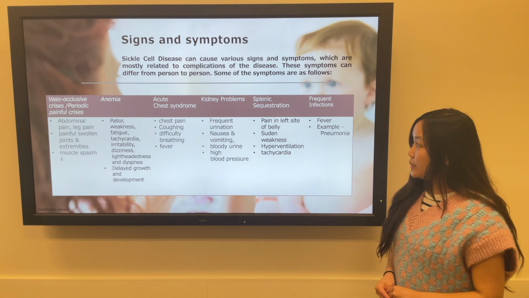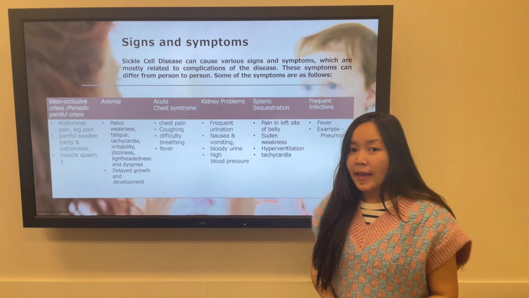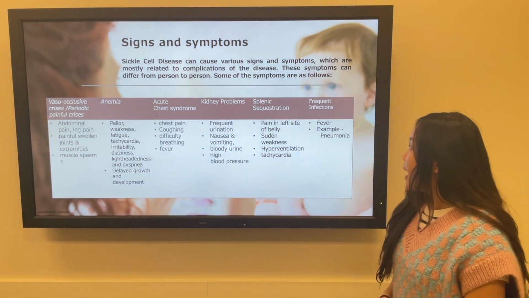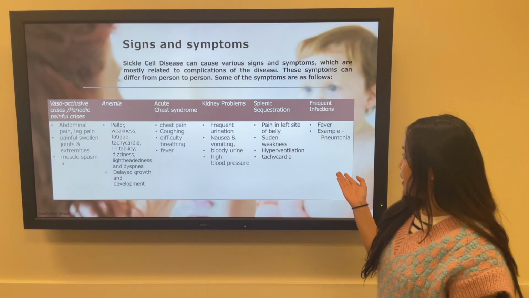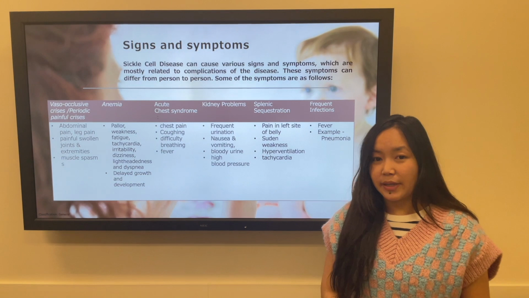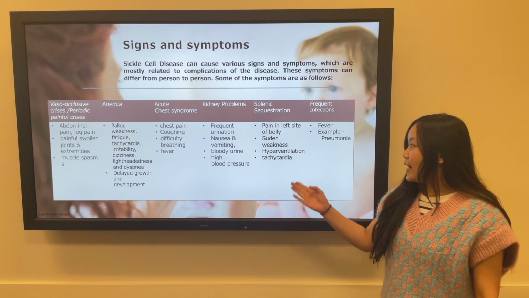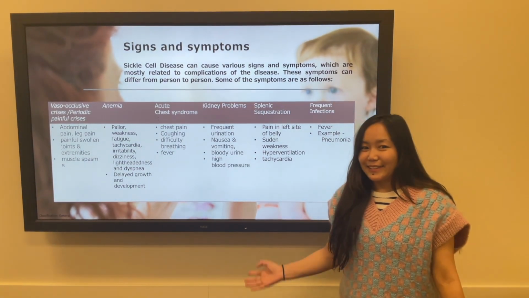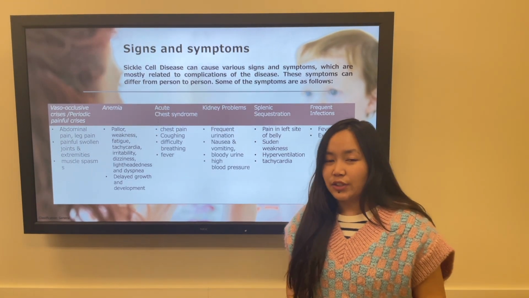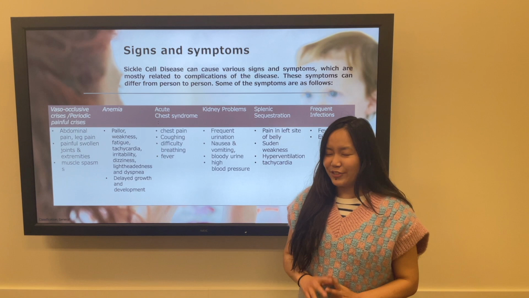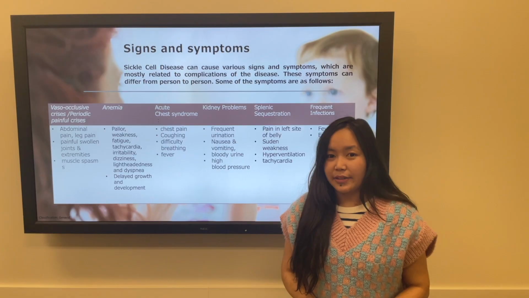Another is kidney problems, whose signs and symptoms are frequent urination, vomiting, and high blood pressure. Another complication is splenic sequestration, which is manifested by pain in the left side of the abdomen, sudden weakness, hyperventilation, and tachycardia. Sickle cell disease also causes frequent infections, which can elevate the body temperature, such as fever, and pneumonia is the most common infection.